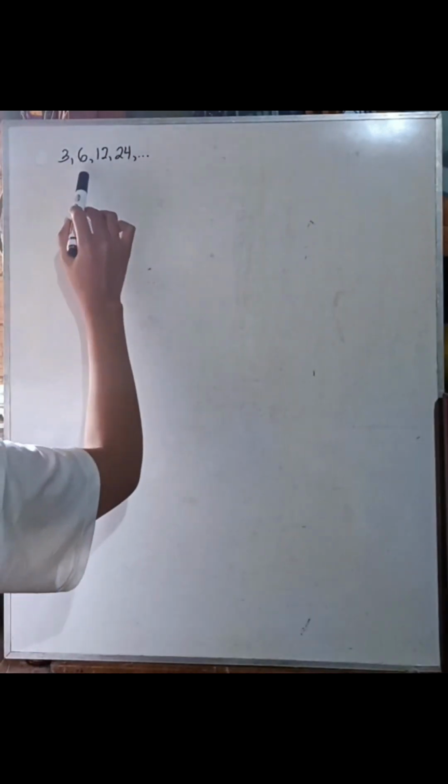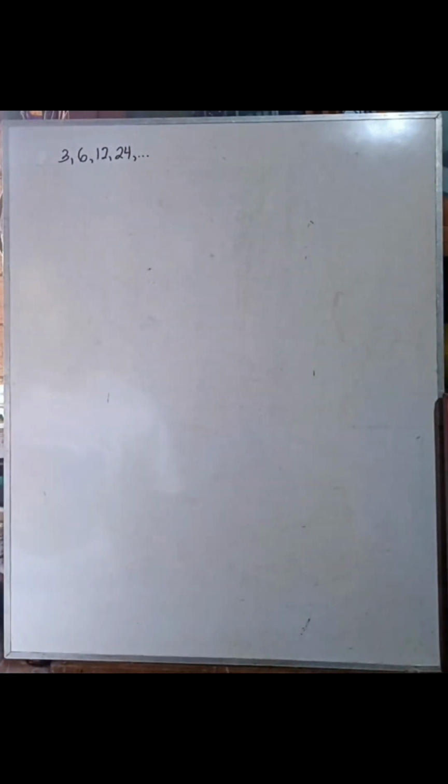Okay, so in the previous lesson, we derived the formula in finding the nth term of a geometric sequence. This formula allows you to accurately identify the nth term of any geometric sequence. We shall now proceed on discussing how to find the sum of the terms of a geometric sequence. Consider the geometric sequence 3, 6, 12, and 24.